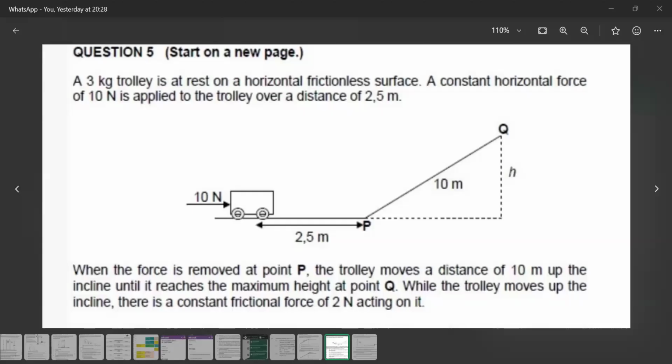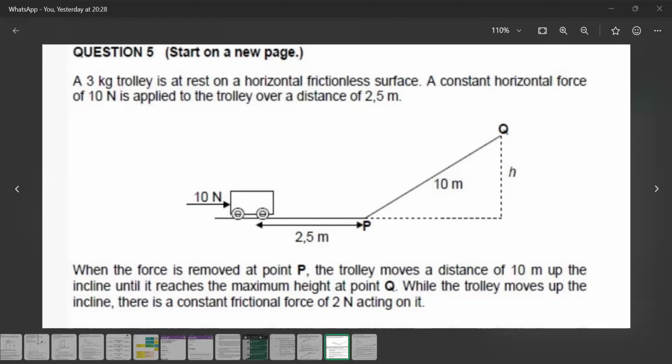So this one says we have a 3 kg trolley, which is at rest on a horizontal frictionless surface. A constant horizontal force of 10 newtons is applied to the trolley over a distance of 2.5 meters.